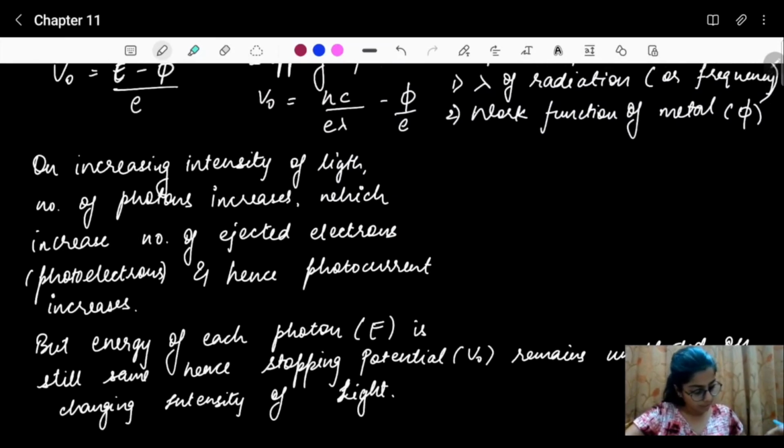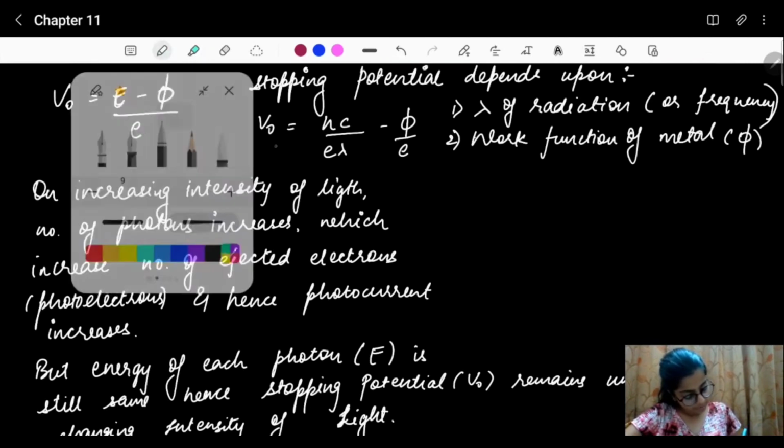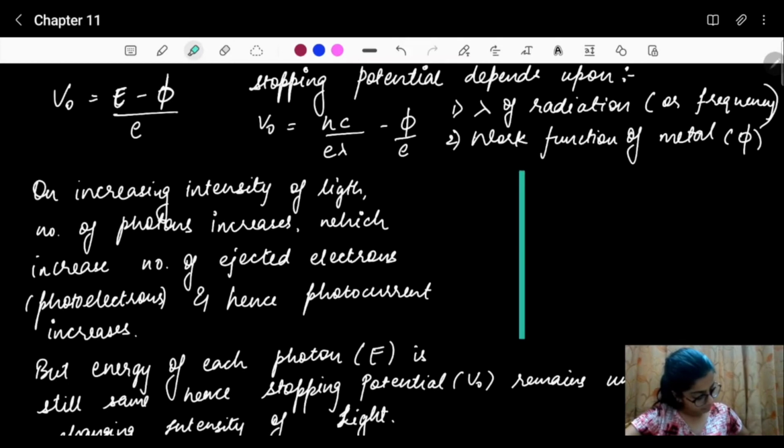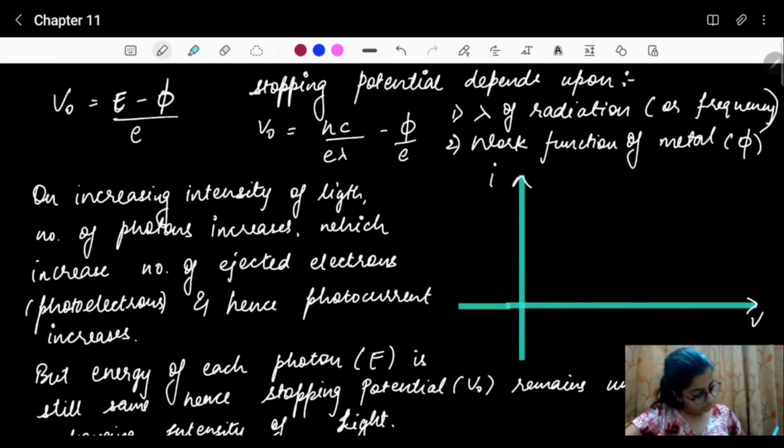Here I have left space so that we can make a graph just next to it. See, what I am trying to say, here there is V and here there is I. So we have learned the graph that the current keeps on increasing if we, this is anode. Okay, so if we increase the positive potential on the anode, then the current keeps on increasing because more number of electrons are attracted.